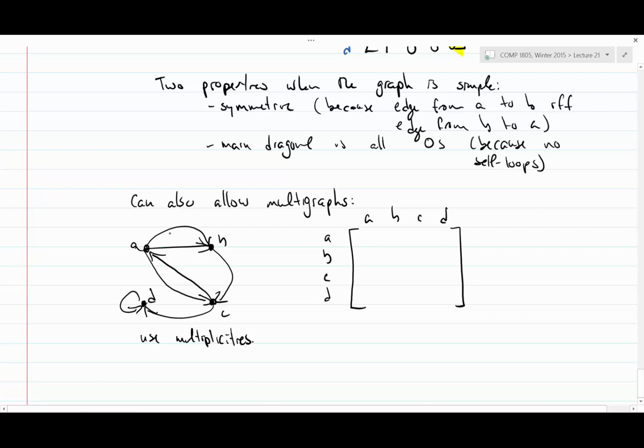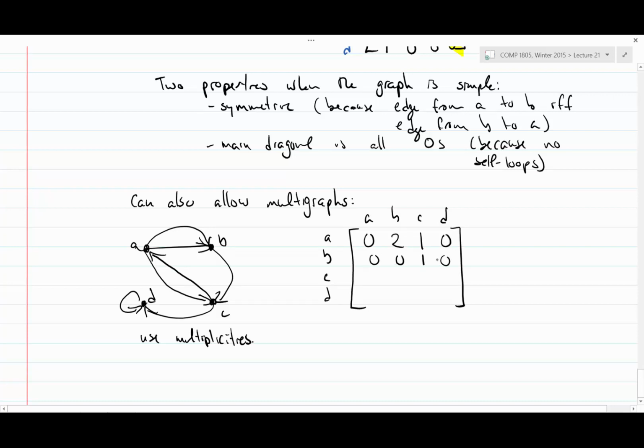So, what can I get to from A? I can get to B, and I can get to C. But I can get to B two ways. I can take this edge here, or I can take that edge there. So this 1 is really a 2. And I can't get back to A, and I can't get to D. All right. What about B? Well, I can get to C, and that's it. And there's only one way to get to C. So I have this.